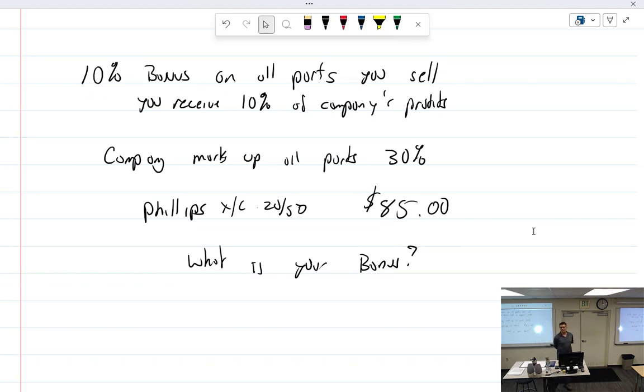What is the first thing you need to figure out in plain speak? Find that cost price. Find out how much you paid for it, or how much the company paid for it. Because all you care about is your bonus. What is your bonus based on? So the first thing I want to know is what is the company's profit? What did they pay for it? How am I going to figure that out?